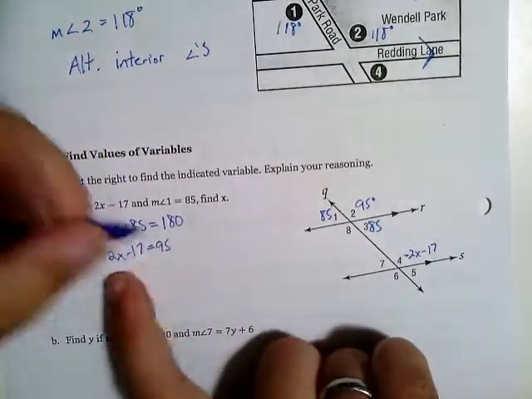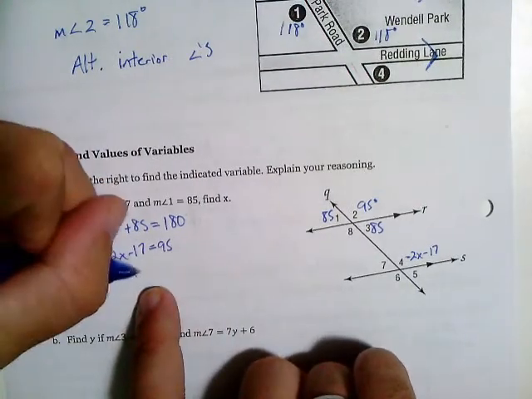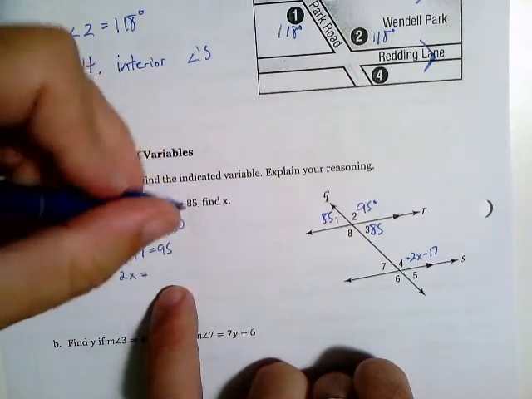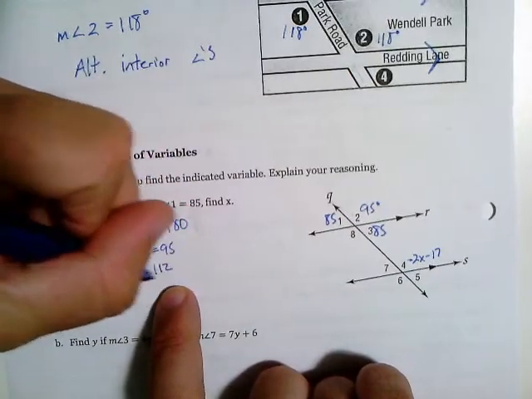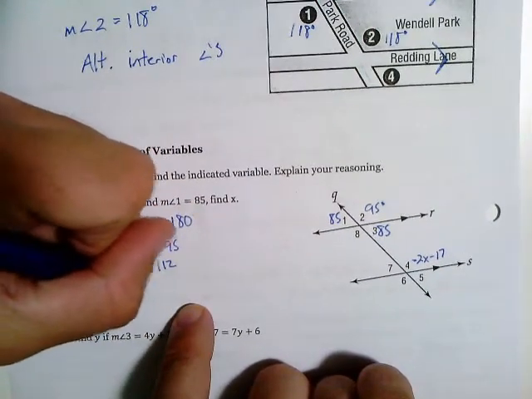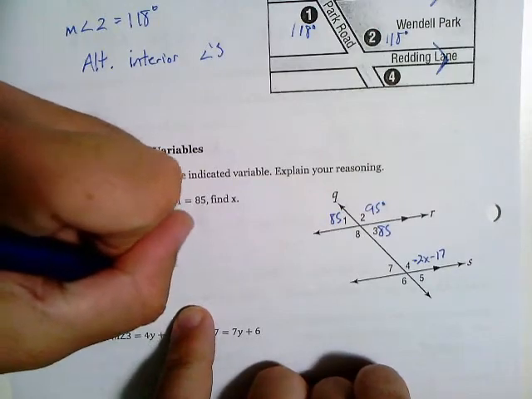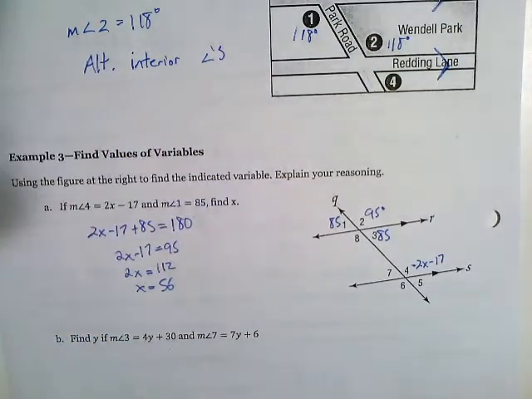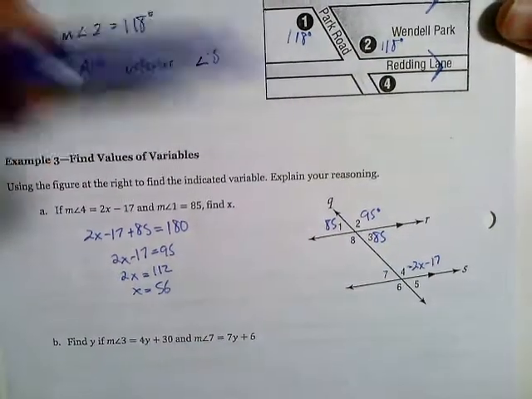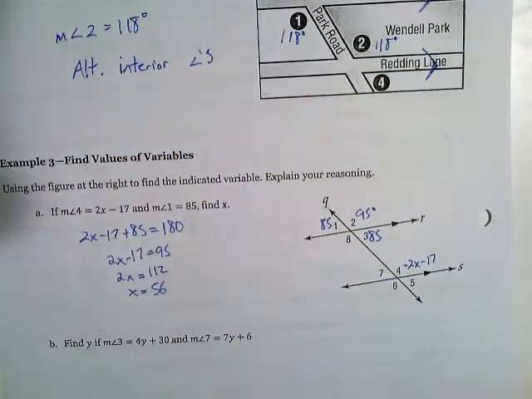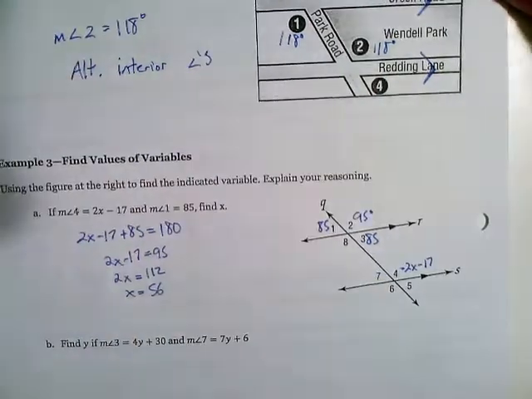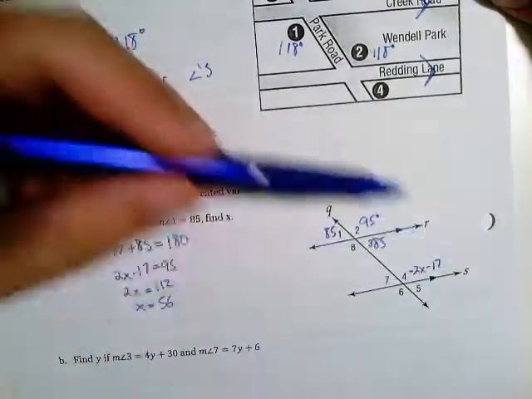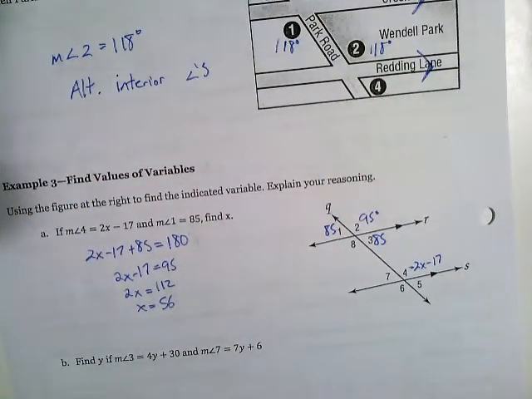I'm going to finish up by adding 17 to both sides. So 2x is equal to, if we add 17, 112. And if we divide by 2, x is going to be 56. So x is 56, and that's what they're asking us to find. If they wanted us to find that angle, we could as well. We know that angle is 95 degrees. If we plug in that 56, we could double check: 2 times 56 is 112, minus 17, yep, that's 95.